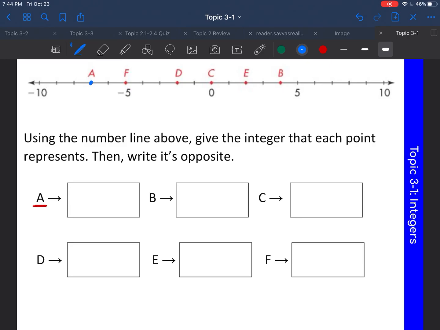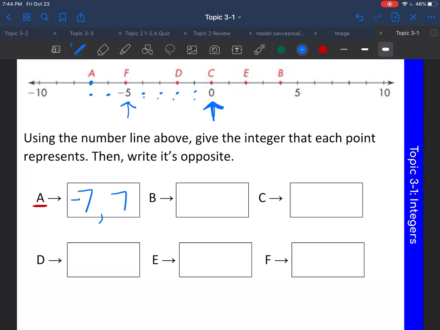Now, if it helps you to always start at 0, that's totally fine. So I can see that 0 is here and -5 is here. So I know I'm counting by ones. So we have 0, -1, -2, -3, -4, -5, -6, -7. So A is -7. And what is -7's opposite? Well, the opposite of -7 is 7.